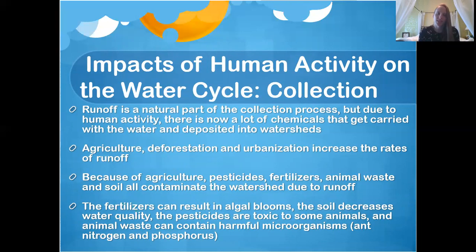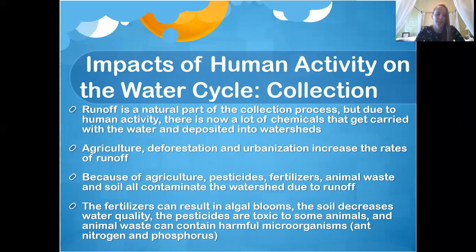Runoff is a natural part of the collection process, but due to human activity, like using fertilizers, chemicals, defoliants, all of those chemicals are now getting carried through the runoff and deposited into our watersheds. Agriculture, deforestation, and urbanization all increase the rates of runoff. Agriculture and deforestation, essentially because the soil isn't held in place as much anymore. And with urbanization, you don't have as much water that can sink down into the soil. You can't have as much infiltration. It's all just runoff through the streets now.